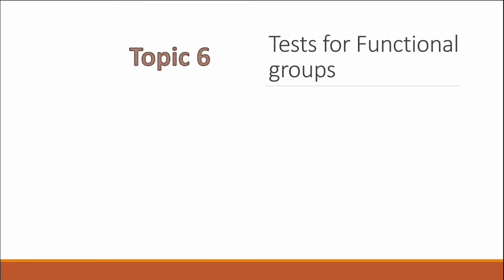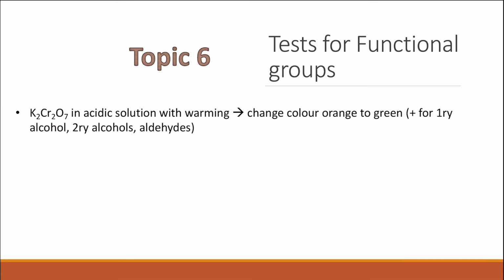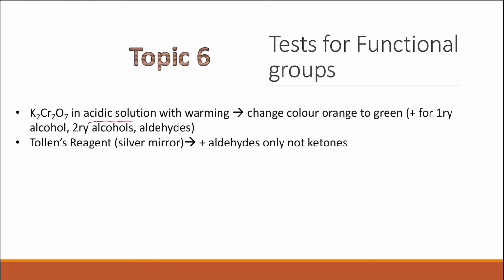Tests for functional groups in organic chemistry are quite common in the exam. The ones that you need to know: the use of acidified potassium dichromate and warming. Don't forget the acidified one, where you use acid with the dichromate. The change of color from orange to green is a positive test for primary alcohols, secondary alcohols, and aldehydes only. And then Tollens reagent, which gives you the silver mirror. Also, we warm with the Tollens reagent. It will give you the silver mirror as the observation. So it's going to be positive for aldehydes, but not for ketones. So this is specific for aldehydes.